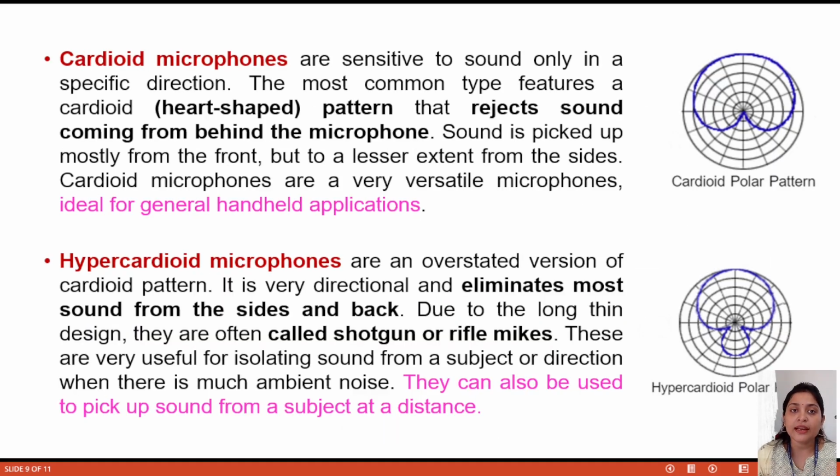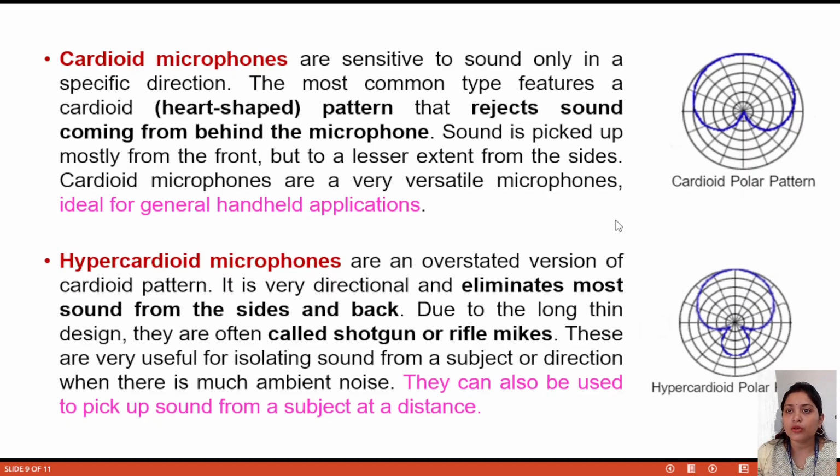Okay, then next, the cardioid microphone. This is the cardioid polar pattern of the microphone. Here it looks heart shaped, so it is also called the heart-shaped microphone. Here you can see it actually accepts the sound from the front direction and a little bit from the sides, and rejects the sound from the back direction.